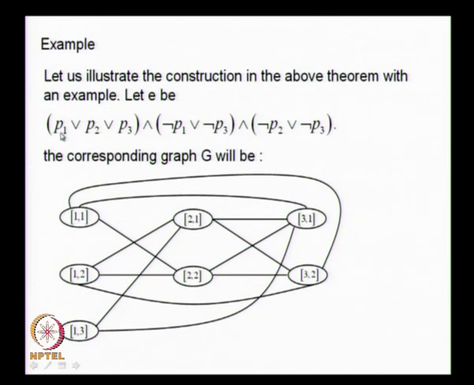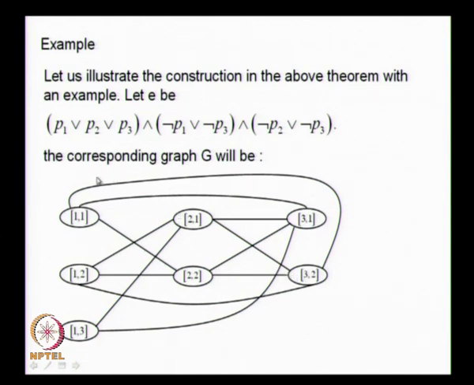Now, from P1, there will be an edge to every vertex corresponding to the literals, unless that literal is not P1. If it is not P1, there will not be an edge between this and this. So, you find that there is no edge between this and this. There will be an edge between this and this, and here P1 does not exist at all. So, from P1 there will be an edge to this and an edge to this. Similarly, from P2 there will be an edge to both of these, but here you have not P2, so there will not be an edge between this and this, but there will be an edge between this and this. Likewise, the edges have been drawn.